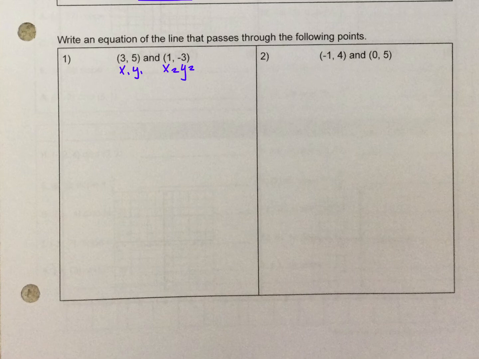Okay, step 1 said to label the parts, x1, y1, x2, y2. Step 2 says to solve this for the slope. m equals y2, -3, minus y1, 5, over x2, which is 1, minus x1, that is 3. If you type that straight up in your calculator, you would get a -4. So now I want you to circle that -4, and I want you to circle your x1, y1.